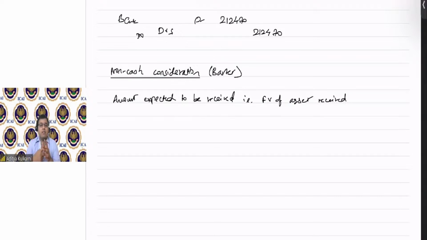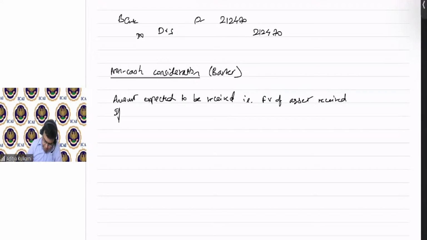But in the revenue standard, revenue shall be recognized as the amount expected to be received. And therefore, we will always do the valuation in the case of non-cash consideration on the basis of the fair value of the assets received. And if you are unable to determine the fair value of assets received, only and only in that case, you can refer to the fair value of assets given up.